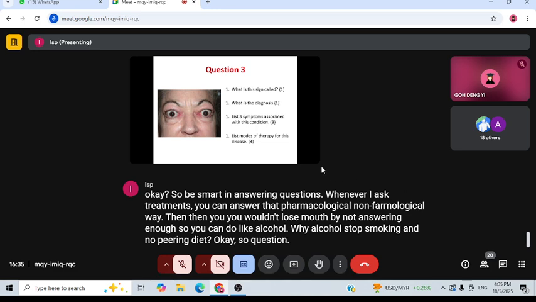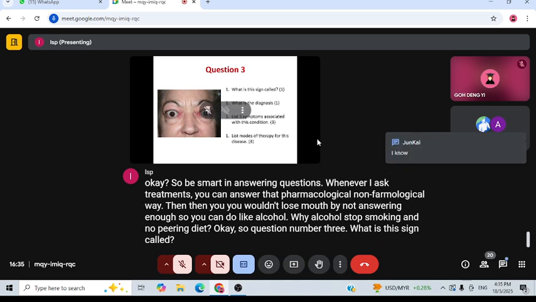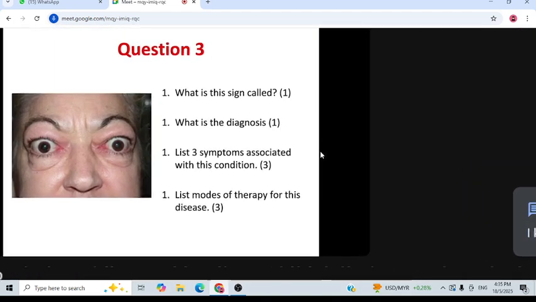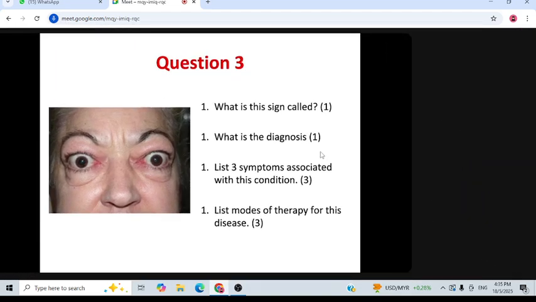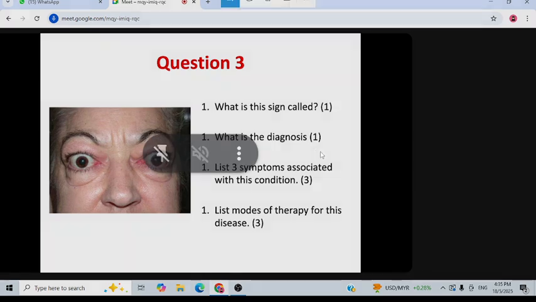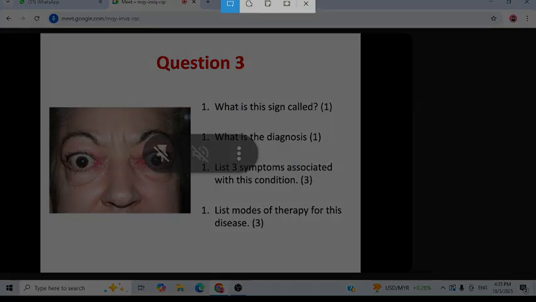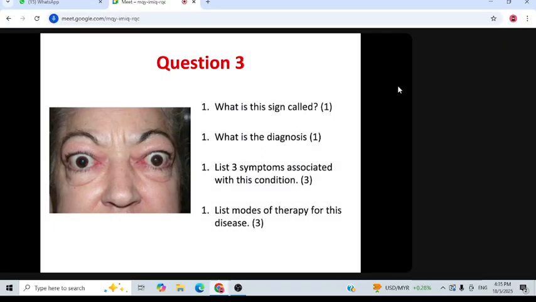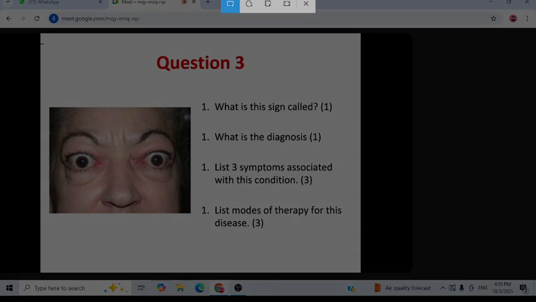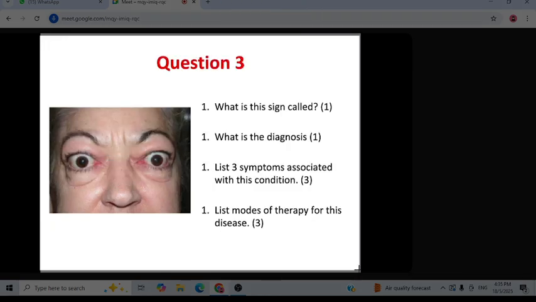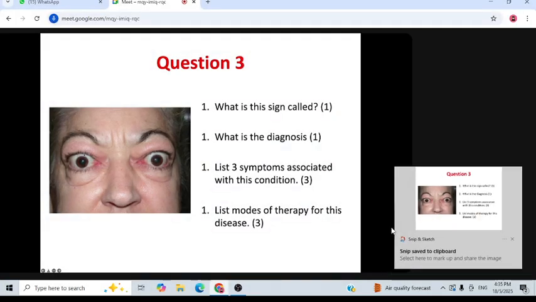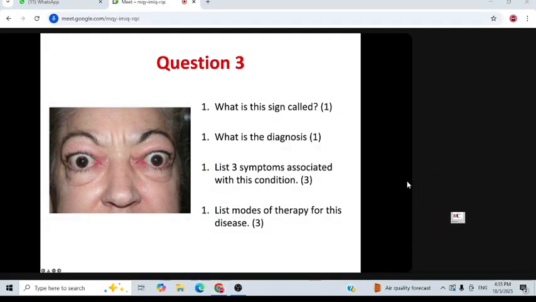Okay, so question number 3, what is this sign called? Exophthalmos. I think we went through these pictures a lot of times, right? So this is called exophthalmos. Why do we say exophthalmos? Because the eye is so huge, so big. You can look at the sclera above and below the eyeball.